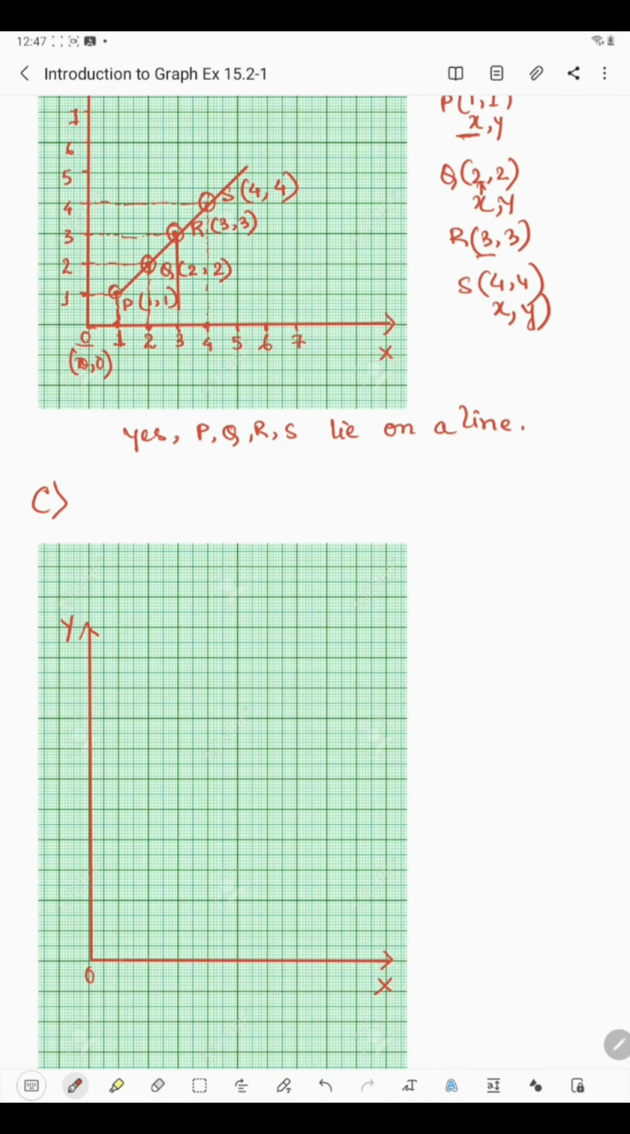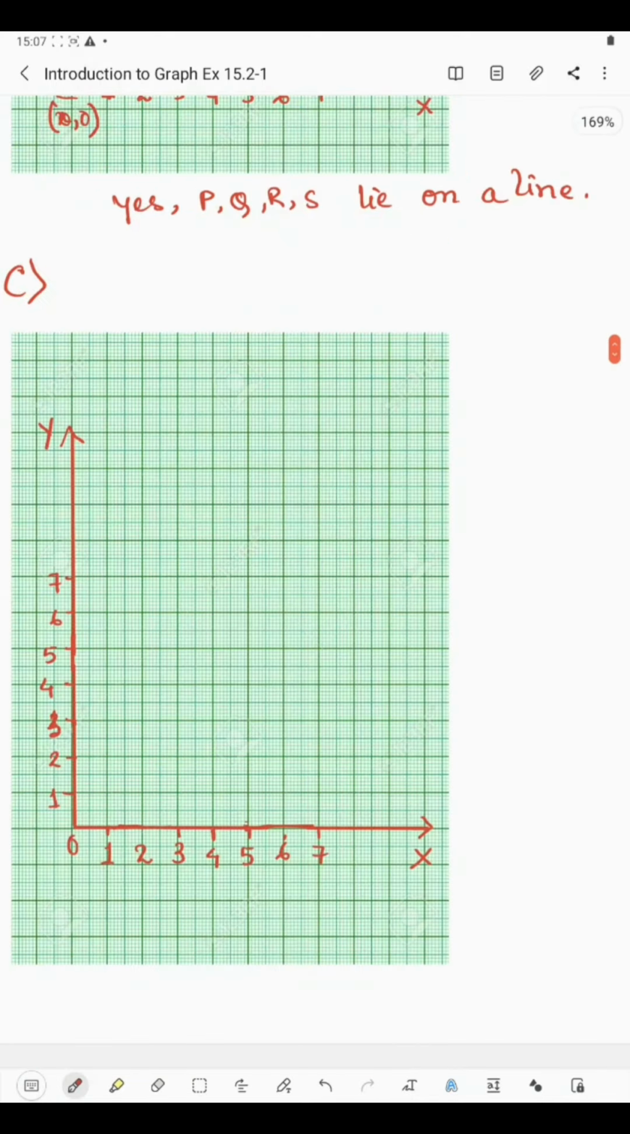Now we'll have to take the scale. So here again we'll take one box is equal to 1 unit. So 1 2 3, this is 4 5 6 7, and on the y axis also we'll have to take the same scale. We'll take the same scale as 1 unit is equal to 1. So 1 2, here in each box we have taken 1 unit. Okay, 1 2 3 4 5 6 7.